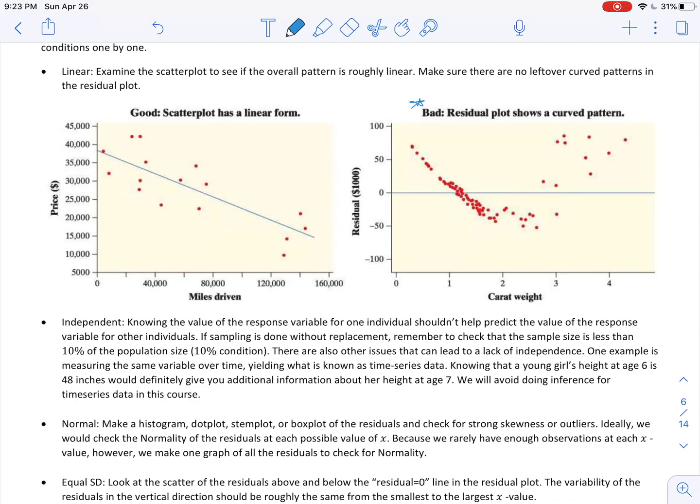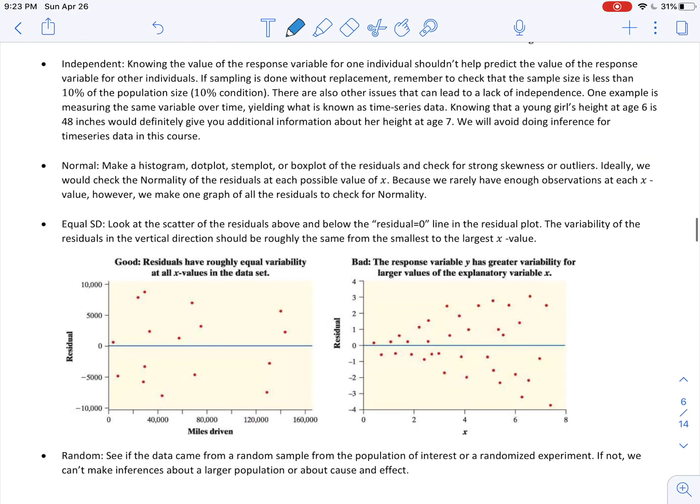Also, you need to look for the residual plots. So when the residual plot's given to you, you just want to look for no pattern at all. So this is an example of something that's bad. So the residual plot is clearly showing some curved pattern here. When you see some curved pattern, that means that your data is not linear. There's some underlying pattern that's not a linear pattern. So that's how you check for linearity.